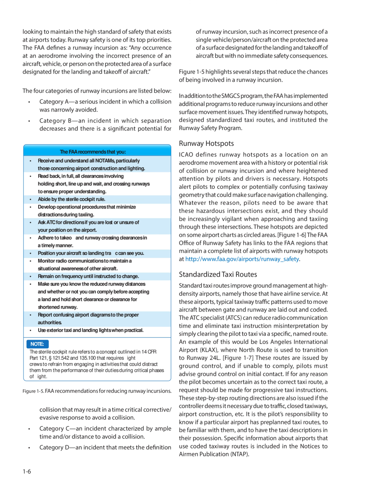control on initial contact. If for any reason the pilot becomes uncertain as to the correct taxi route, a request should be made for progressive taxi instructions. These step-by-step routing directions are also issued if the controller deems it necessary due to traffic, closed taxiways, airport construction, etc. It is the pilot's responsibility to know if a particular airport has pre-planned taxi routes, to be familiar with them, and to have the taxi descriptions in their possession. Specific information about airports that use coded taxiway routes is included in the Notices to Airmen Publication, NTAP.